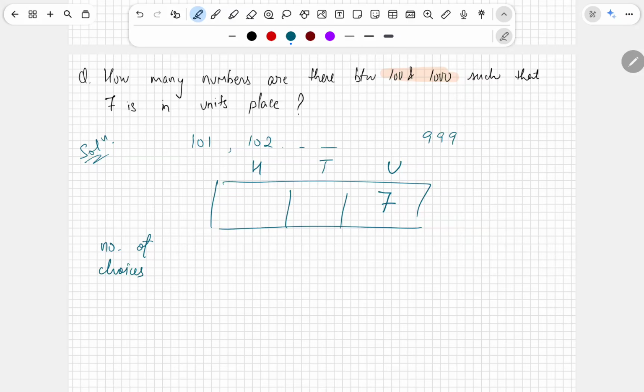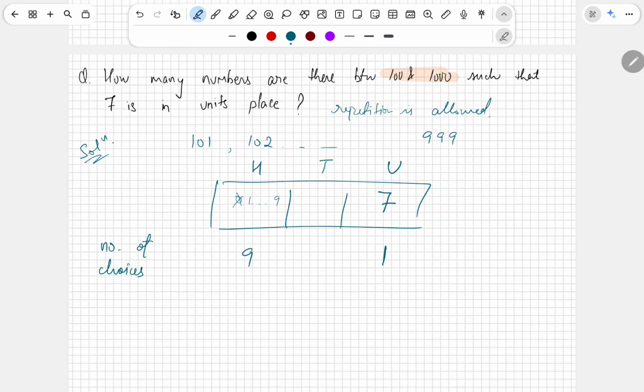If I'm talking about the number of choices, 7 is fixed over here, so I only have one choice, or rather compulsion. I can only put 7 in the units place. Then in the hundreds place, the question doesn't mention anything about repetition, so we will assume that repetition is allowed, because in normal numbers repetition is there. I cannot put 0 in the first place, but I can put anything from 1 to 9. So I have 9 choices.